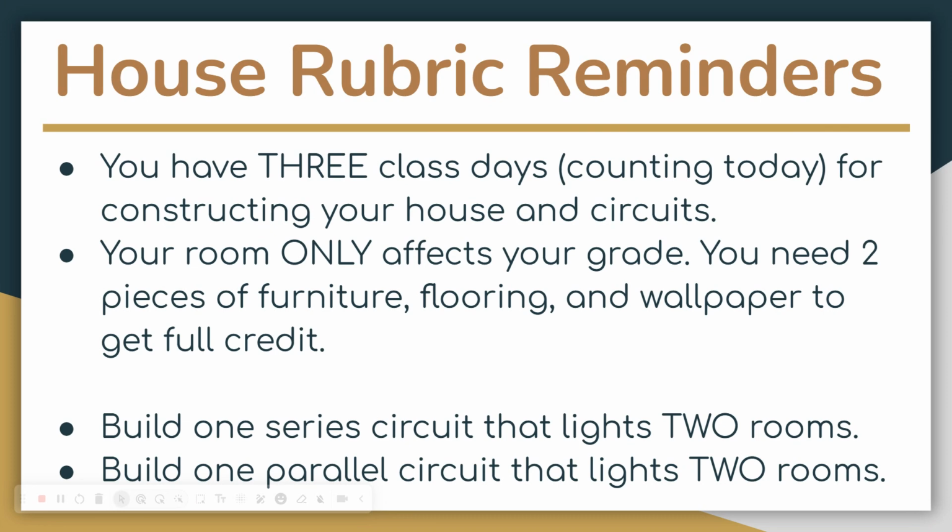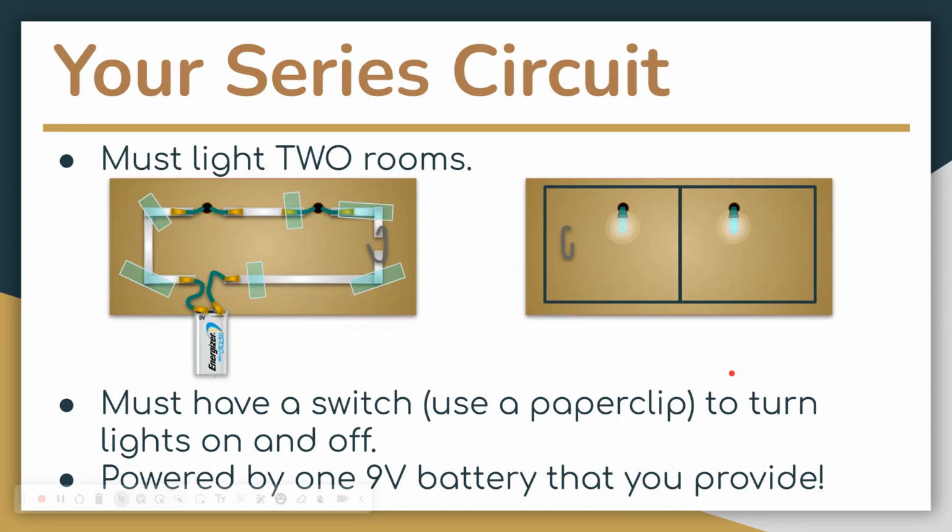When you actually build your circuits, guys, again, all this is in there, but listen up. When you actually build your circuits, you will need 1 series circuit that lights 2 rooms and 1 parallel circuit that lights 2 rooms. Again, you're not building the parallel circuit yet unless you want to, but you're going to have to kind of look ahead to do that. We haven't talked about it yet. Okay, so that's why I said that if you're doing series, you can absolutely get started and should, but otherwise, if you're doing parallel or combo, you can wait.